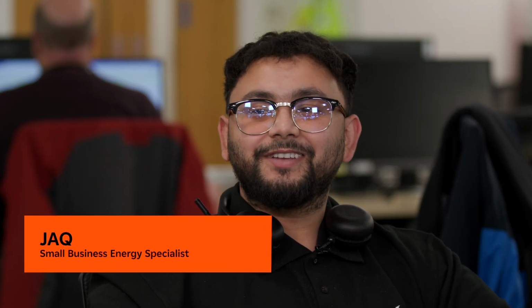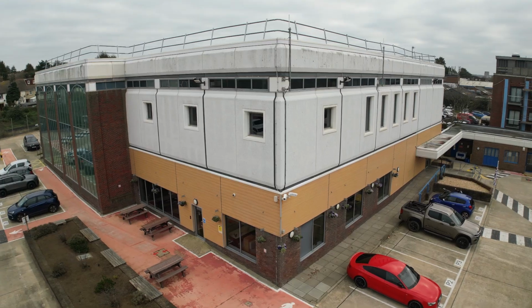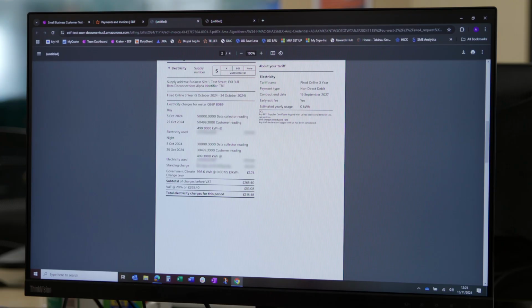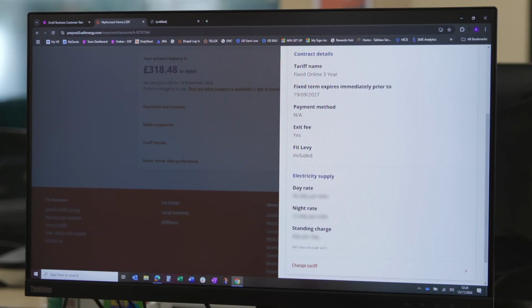One of the common questions we get is what is the difference between a standing charge and a unit rate? A standing charge is pretty much for the upkeep of your meter. So it includes costs for the transport of your energy from a power plant, for example, into your own home. And then the unit rate is actually just the cost of that specific kilowatt of energy.